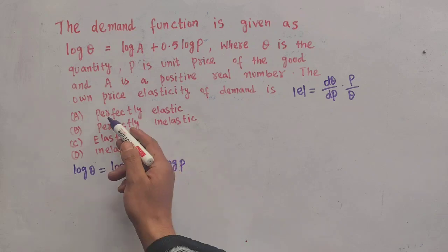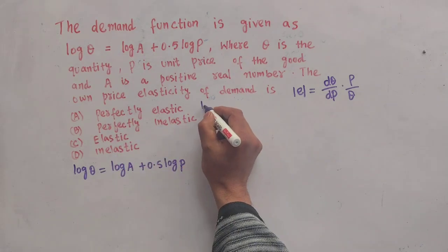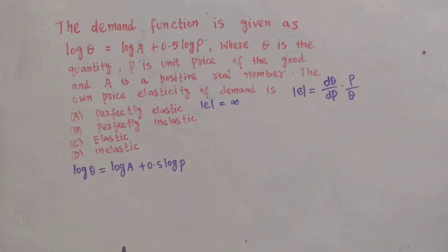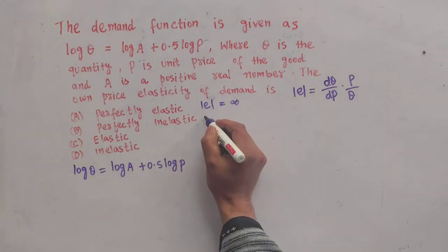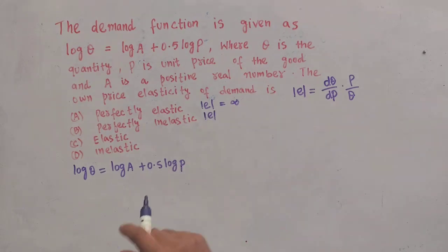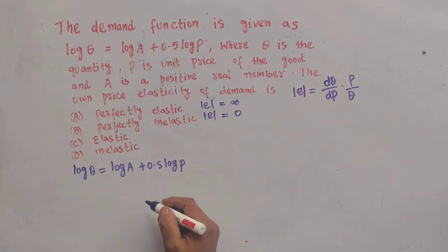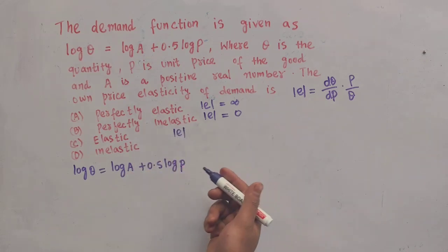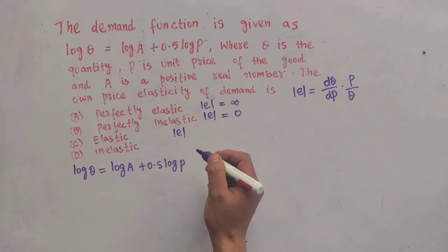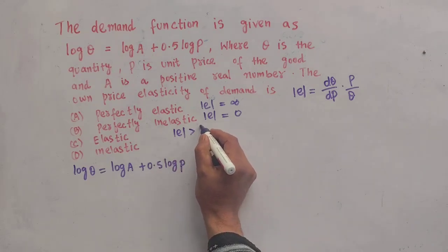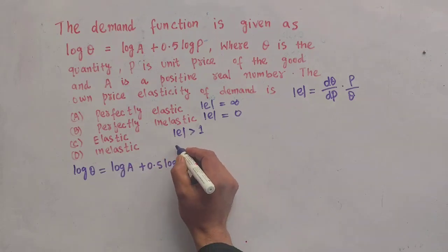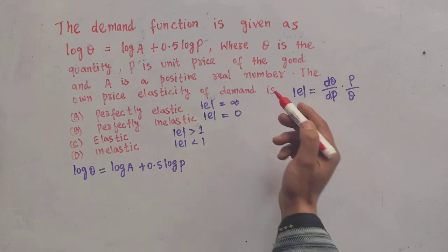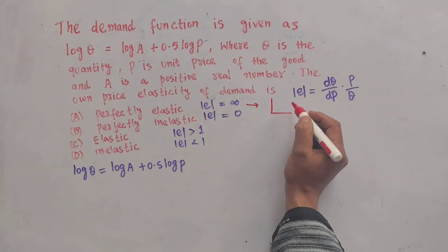For perfectly elastic, the absolute value of elasticity of demand should be equal to infinity. For perfectly inelastic, it should be equal to 0. For elastic, the absolute value of price elasticity of demand should be greater than 1, and for inelastic, the absolute value should be less than 1. These are the conditions, and in this case our demand function will look like this.